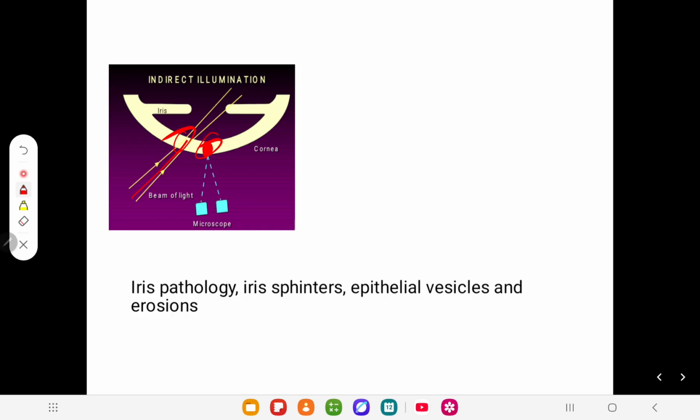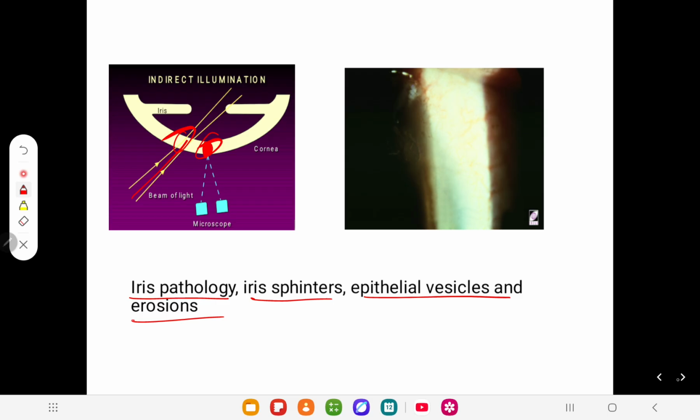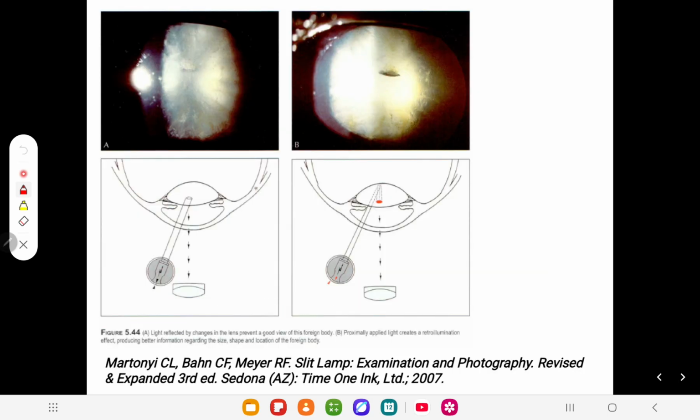So there is a lot of things that we do. In a lot of places: iris pathology, iris expansion, epithelial vesicles, and erosion. There are a lot of diseases and a lot of conditions in which we use indirect illumination. It's an uncountable lot. Okay, fine. See, this is what I want to show you.